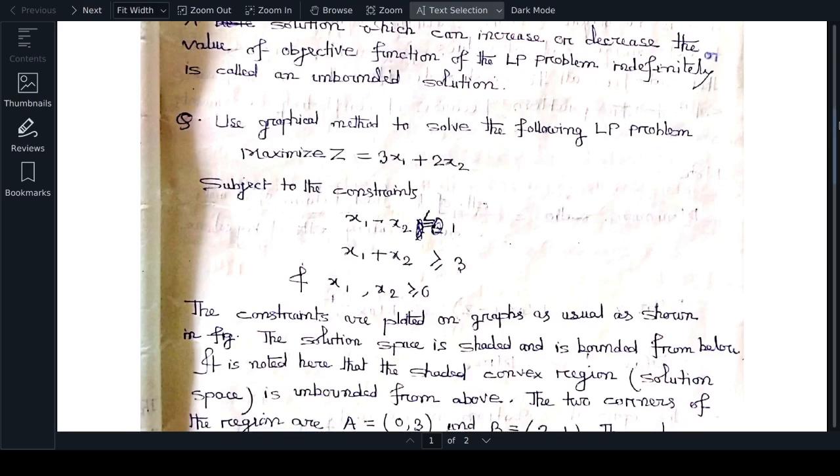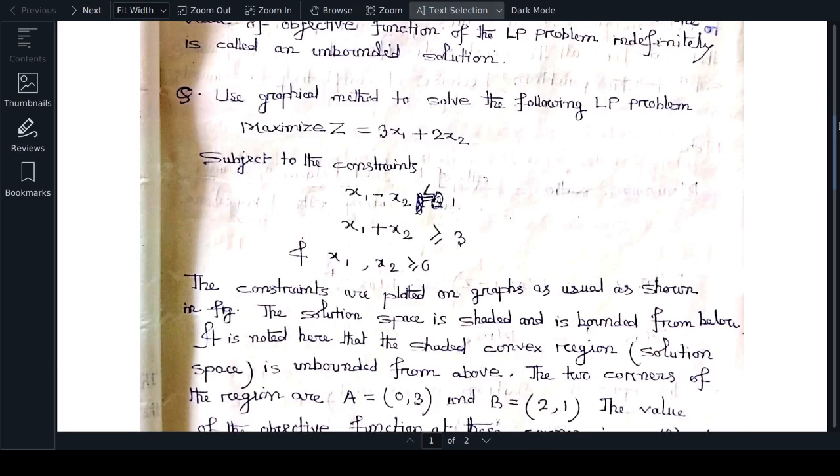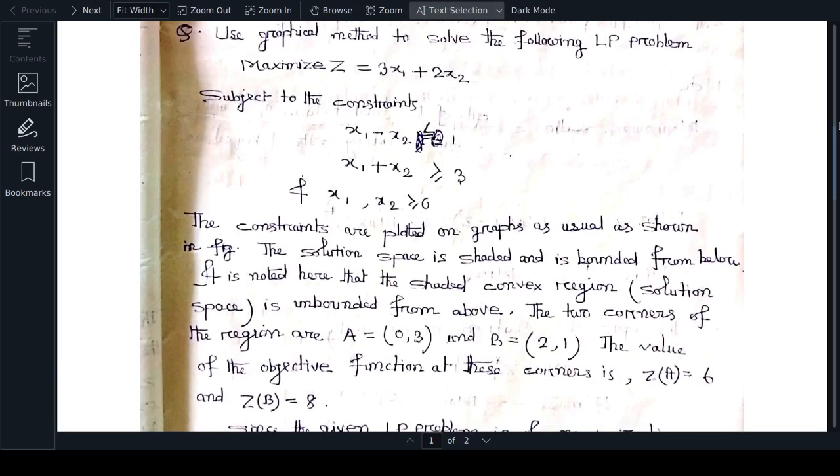With this definition, we solve this problem: how you will get the unbounded solution. First use the graphical method. Did everyone get the question? Yes, sir. Maximize 3x1 plus 2x2, subject to the constraints x1 minus x2 less than or equal to 1, and x1 plus x2 greater than or equal to 3.